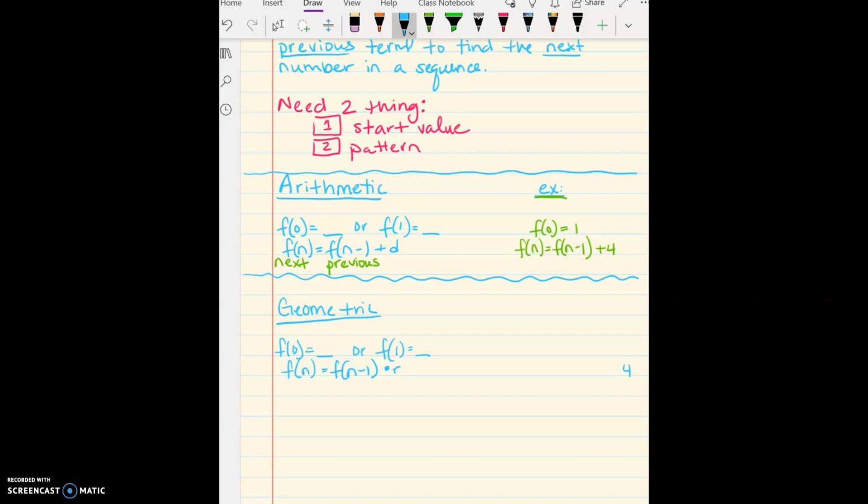So let me talk about the example with growing dots that we did. With growing dots, our dots started at the beginning, and we had 3 dots in the beginning. And then this part's the same no matter what. F of n equals f of n minus 1. And our dot pattern was that we were multiplying by 2. So I'm going to put times 2, and that's it. That is the recursive formula for a geometric sequence.